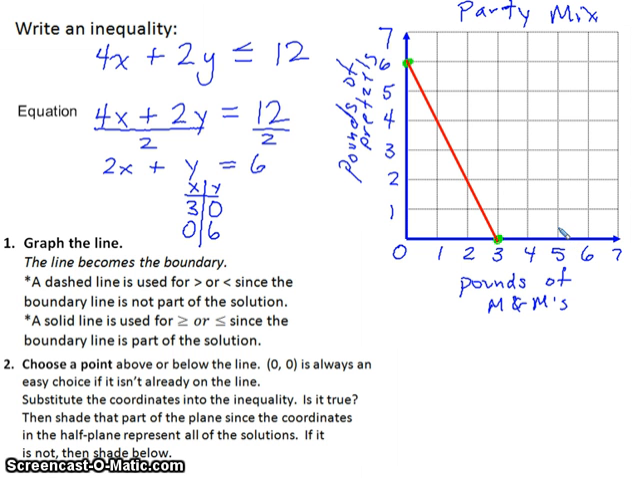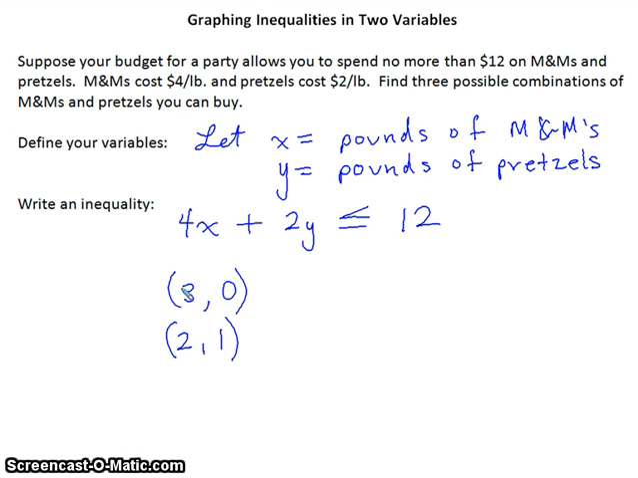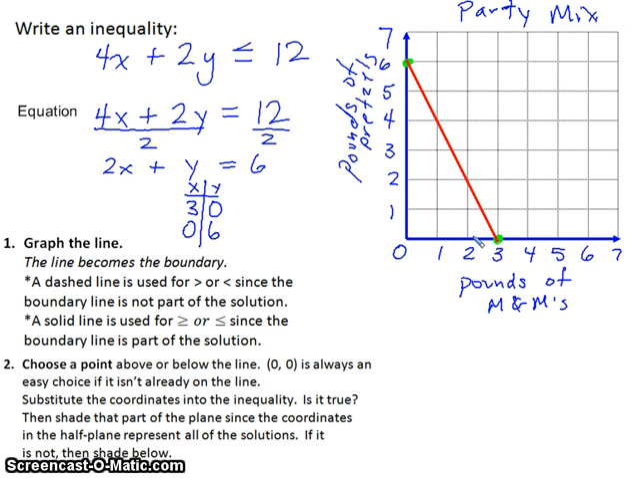So let's think about that. In the previous section, we said we could buy 3 pounds of M&Ms and 0 pounds of pretzels, or 2 pounds of M&Ms and 1 pound of pretzels. So (2, 1) would be a solution. Okay, so when you're working with inequalities, you need to find out which half plane is the solution.